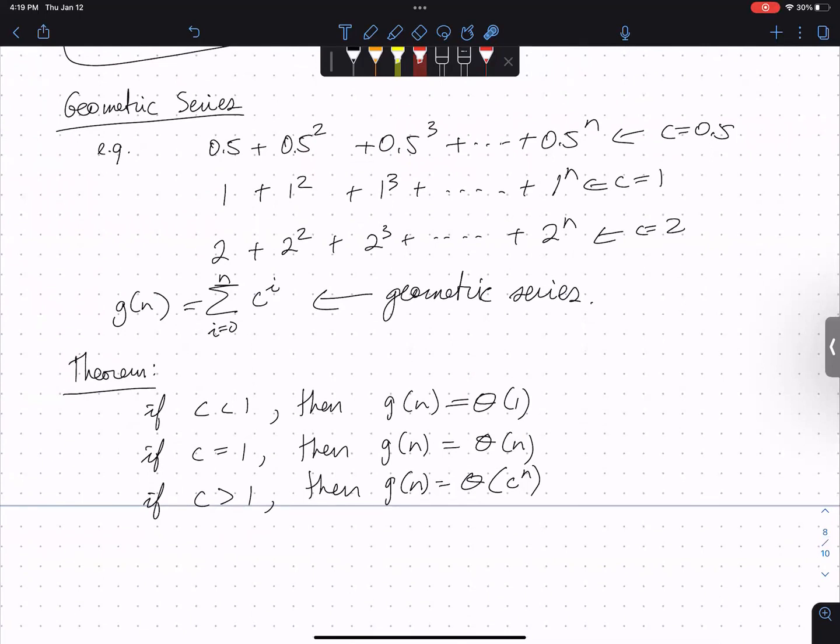And what about c more than 1? Actually, you guys have seen this with 2. So you probably have seen this sum of the powers of 2. If you sum all the way up to 2 to the power of n, you get 2 to the power of n plus 1. If you count the number of leaves in a binary tree, you use this formula. In that case, the series goes as a function of that last term, the biggest term, c to the power of n.